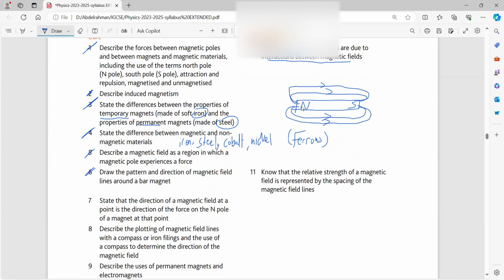Note that the relative strength of the magnetic field is represented by the spacing of the magnetic field lines. If the distance between these two lines is a very short distance, that means this is a strong field. Whenever I increase the distance, the field becomes weaker. As I increase the distance between the lines, the magnetic field becomes weaker.